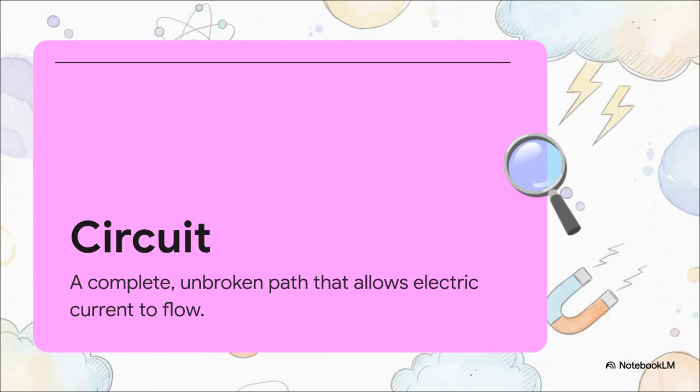Now, this is absolutely crucial. A circuit has to be a complete, unbroken loop. It just has to. The electrons need a round-trip ticket. They leave the power source, they go do their job in, say, a light bulb, and then they have to come all the way back home. If you break that loop anywhere, the flow just stops, instantly. And that's all a light switch is. It's just a little gate that you can open or close on this path.